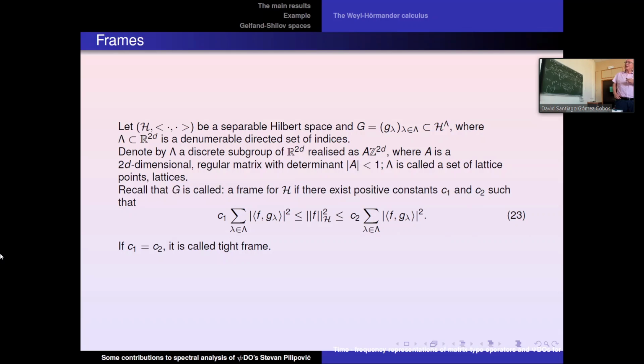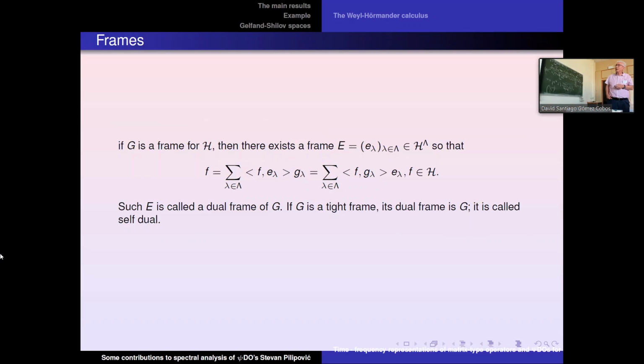So again, I repeat the inequality for the frame, and here it is, type frame, which I already told at the beginning of my talk today. So everything is written here. And then in Hilbert space you have this well-understood expansion of F by the frame and the dual frame.